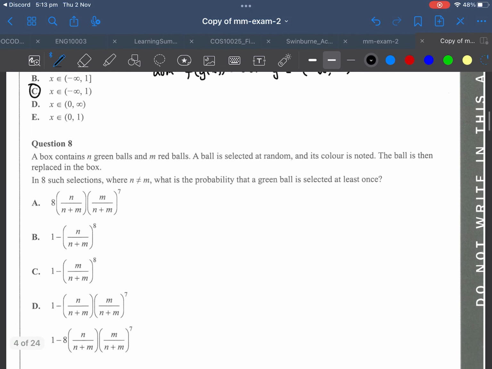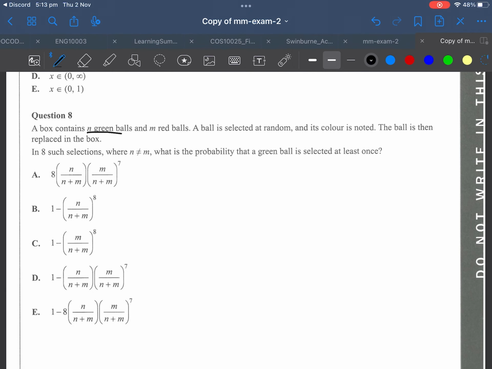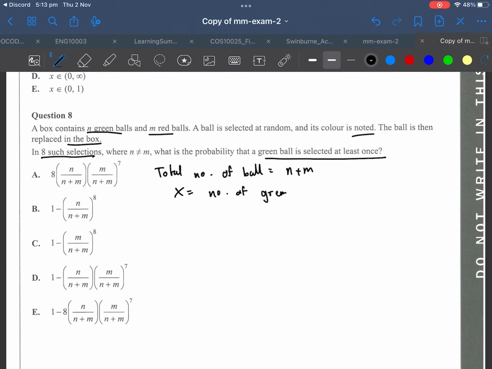So now moving on to question number 8. A box contains n green balls and m red balls. A ball is selected at random and color is noted. The ball is then replaced in the box. Okay, so the total number of balls is going to be n plus m. And we are finding, in 8 such selections, what is the probability that a green ball is selected at least once? So I'm going to say x equals the number of green balls selected.